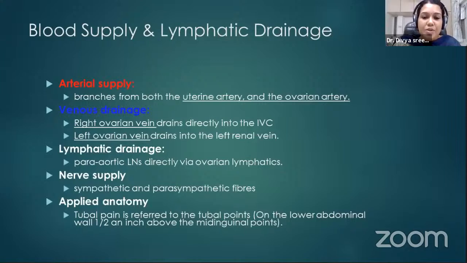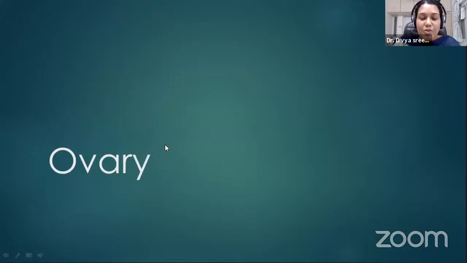The blood supply is contributed by the uterine artery as well as the ovarian artery. It drains into the right and left ovarian veins. Now we will see the ovary.